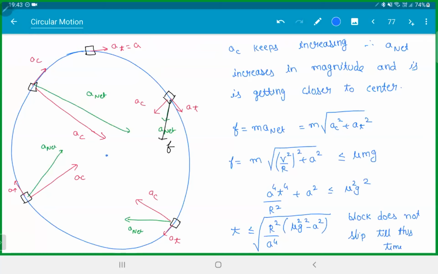So normally what used to happen when you're going in a circle, the friction used to provide that centripetal acceleration. So here, the friction is also providing tangential and centripetal both. So that's why the friction won't be towards the center. Friction will be at an angle now.